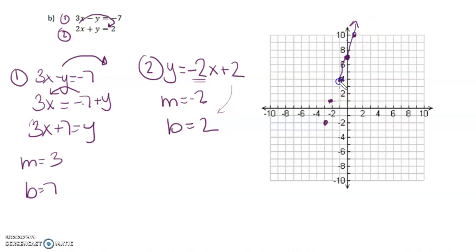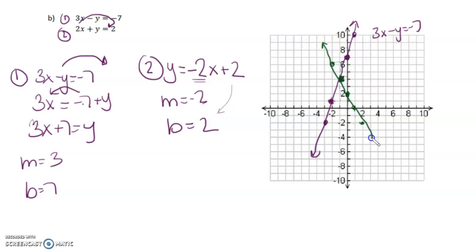I really need a ruler with this. Okay, sorry, this was the first one. Now for the second one, the y-intercept is 2. Then we're going to go down 2, right 1, down 2, right 1. Okay, and then we're up 2, left 1, up 2, left 1.